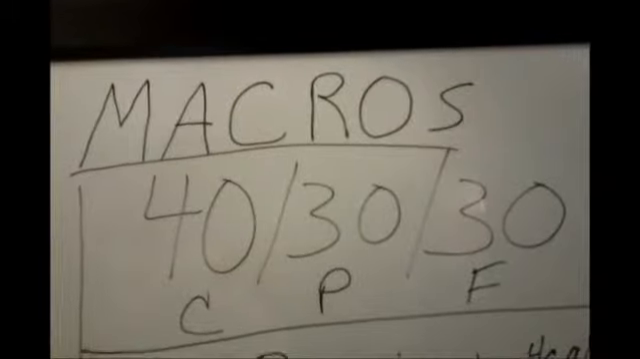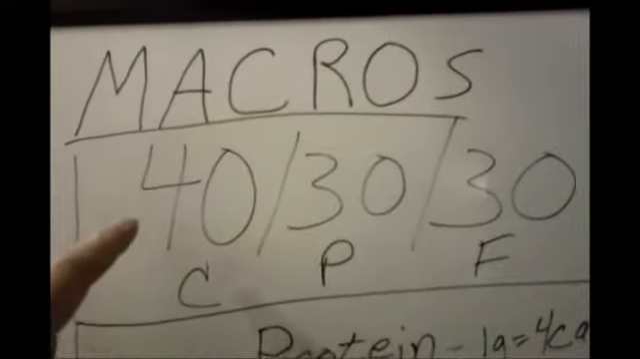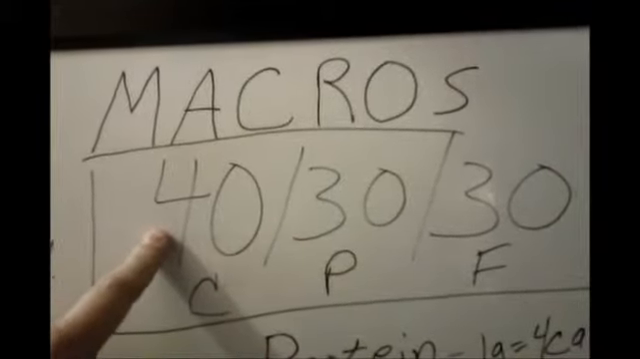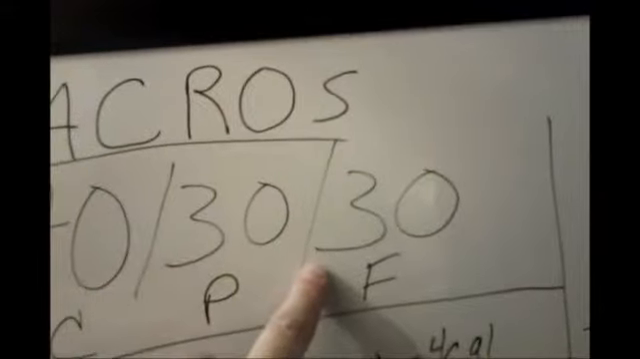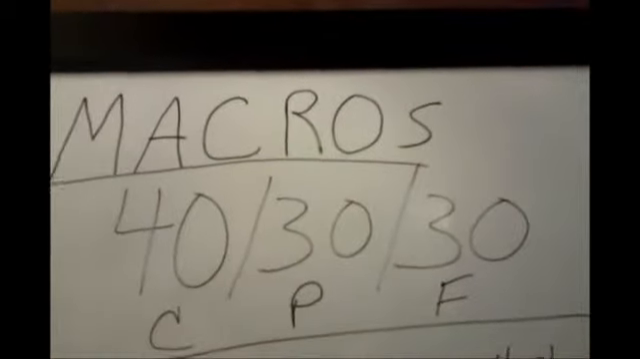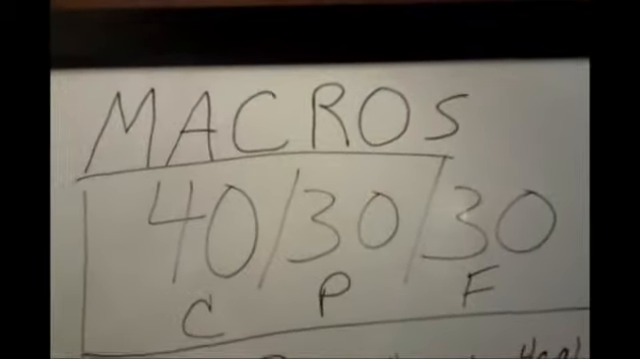Alright everybody, here's how we're going to break up our diet. 40% of our calories are going to come from carbohydrates, 30% of our calories are going to come from proteins, and 30% of our calories are going to come from fats. So how do we get to the numbers? How do we find out how many grams we need per day?